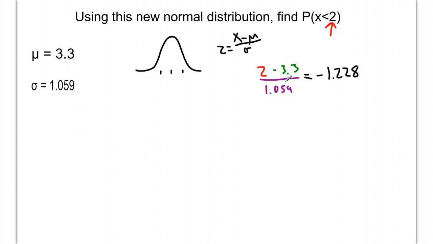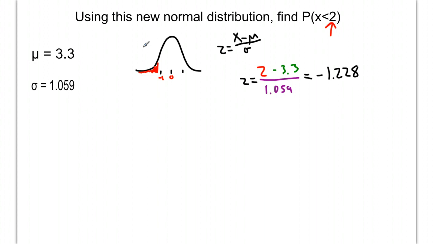So that value right here is our z-score. And negative 1 point something, that's going to be on our standard normal curve. This is 0. This is negative 1. Negative 1.228 is going to be somewhere right around here. And what we want to know is what is the probability that x is less than this value. So we want to find the area under the curve that corresponds to x being less than 2, or translated into a z-score, negative 1.228.